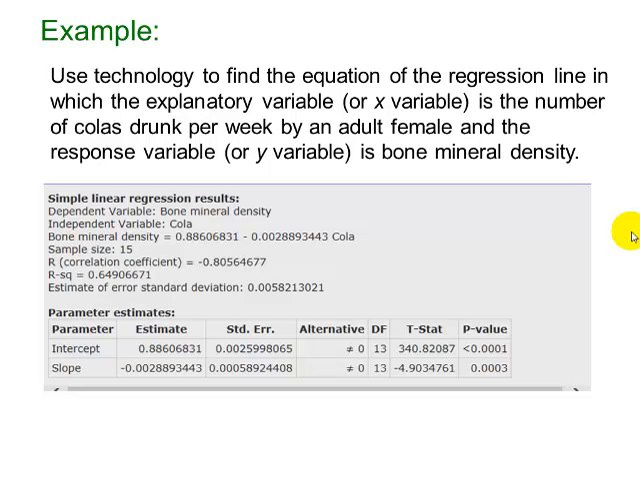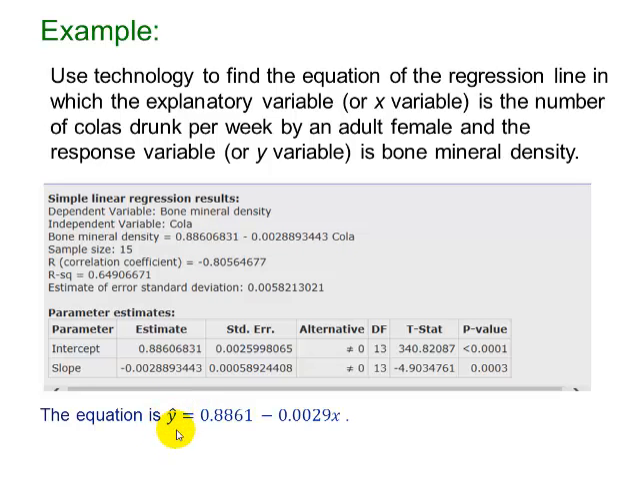If we use technology to find the equation of the regression line in our situation with the colas drunk per week and the bone mineral density, this is that same procedure in StatCrunch that we use to find the correlation coefficient. It also gives us our regression line. So our regression line is right here.